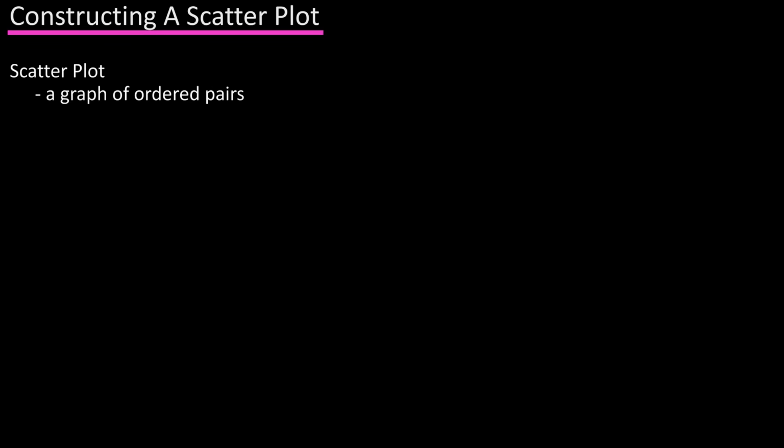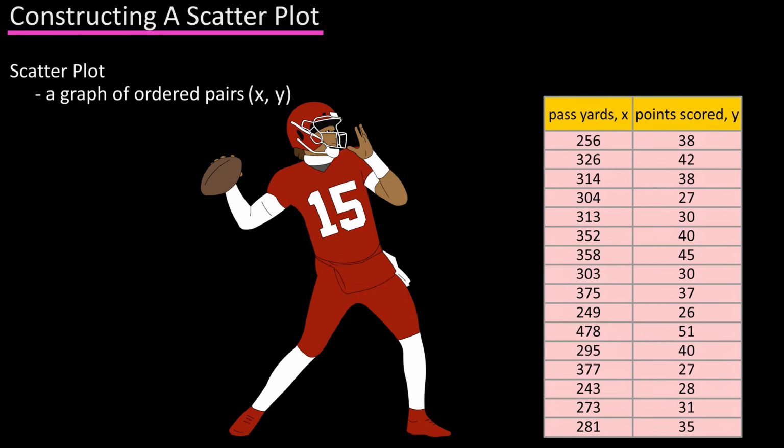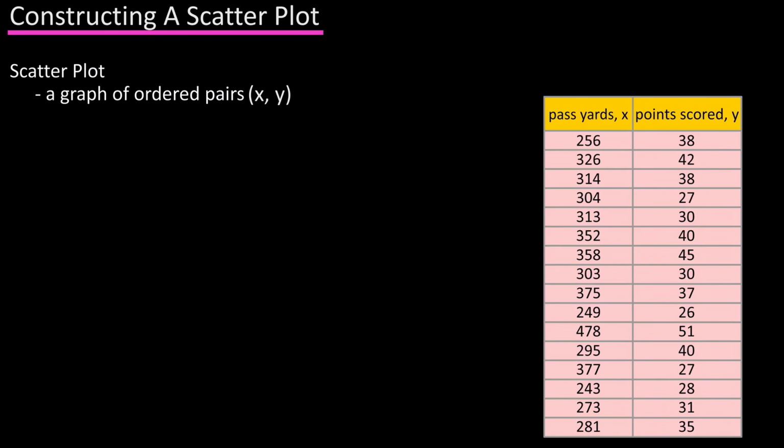A scatter plot is a graph of ordered pairs, X and Y. For instance, this table shows the number of passing yards each game for a quarterback in column 1, and the number of points his team scored in each of those games in column 2. So passing yards is the X variable, and points scored is the Y variable. And these are ordered pairs of X and Y. And we can create a scatter plot for this data.